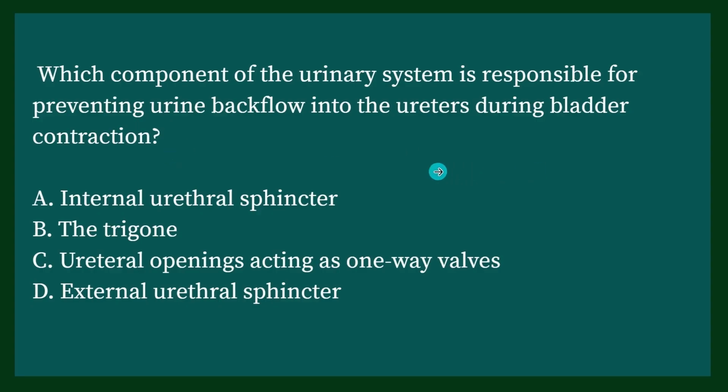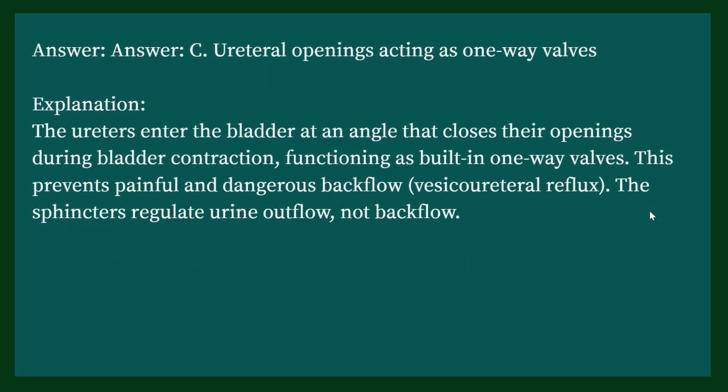So remember, we were talking about how the ureters are attached to the bladder at the base of the bladder, and they're set up at an angle so that they become one-way valves. So the answer is C, ureteral openings acting as one-way valves.